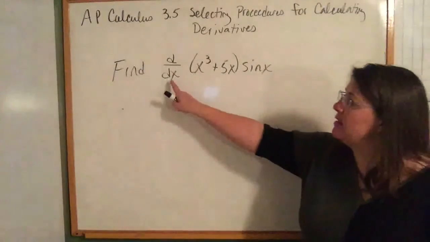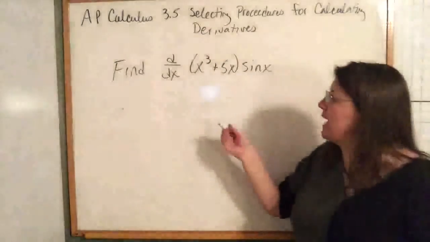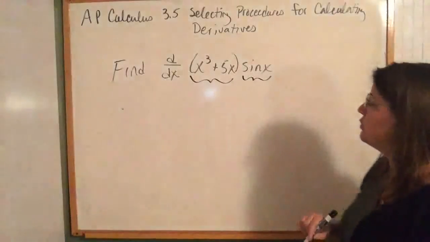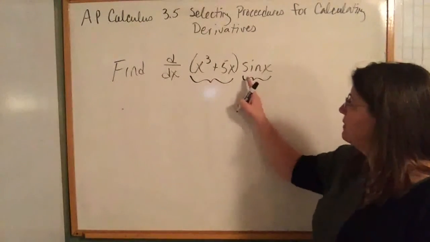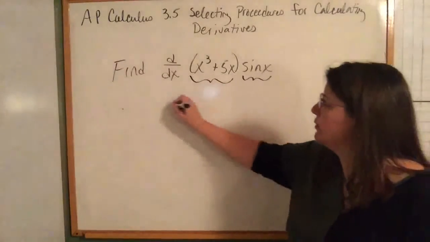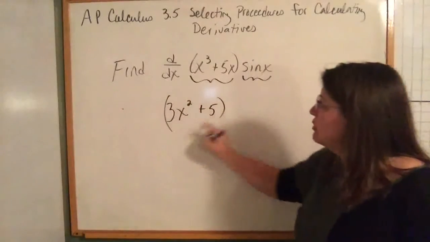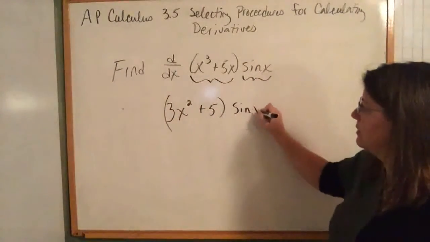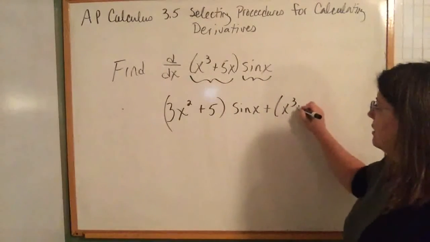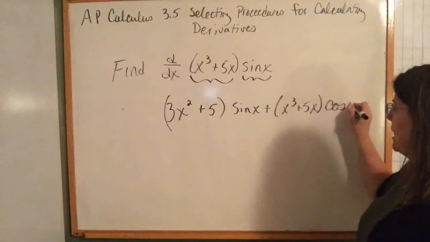So here they're wanting me to find the derivative of x cubed plus 5x times sine x. Well, the first thing I see there is this is a product rule. So I'm going to use the product rule. This is my first thing and this is the second. So I'm going to take the derivative of the first thing. I've got 3x squared plus 5 times the original second, that's sine x, plus the original first, that's x cubed plus 5x, times the derivative of the second, which is cosine x.